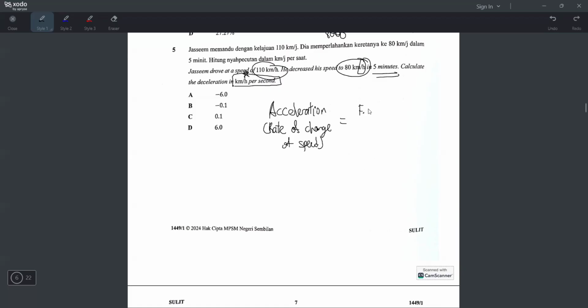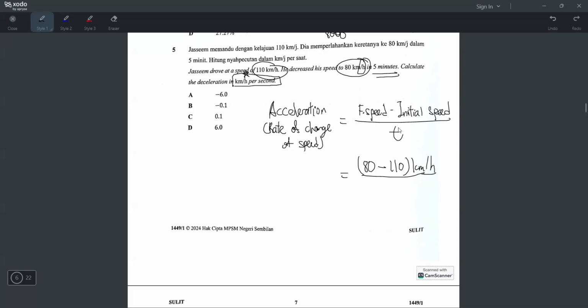The formula is take the final speed minus the initial speed. Initial means the starting speed, and then divide by time. This is the formula to find acceleration. So let's put in the formula. What's the final speed? 80 kilometer per hour, right? And what's the initial speed? 110 kilometer per hour. When you subtract, definitely the difference will come out in kilometer per hour also.